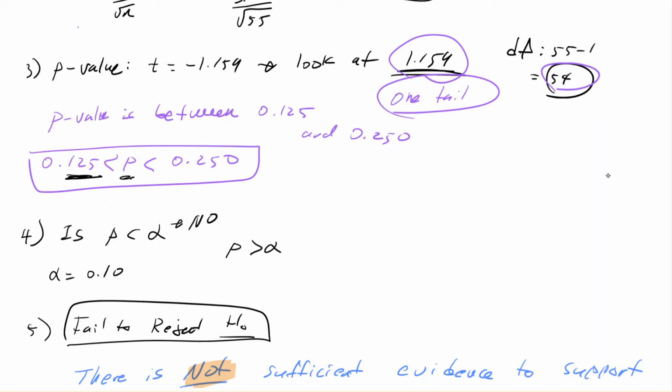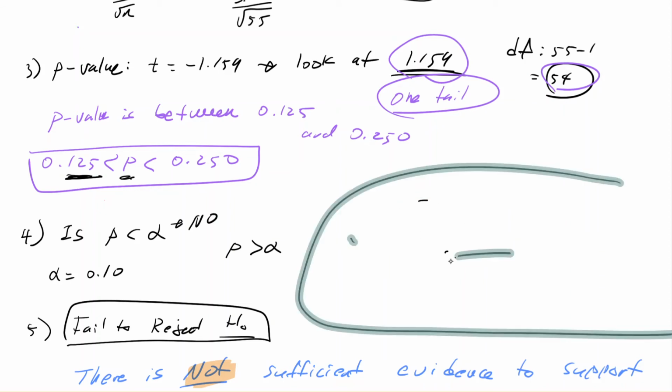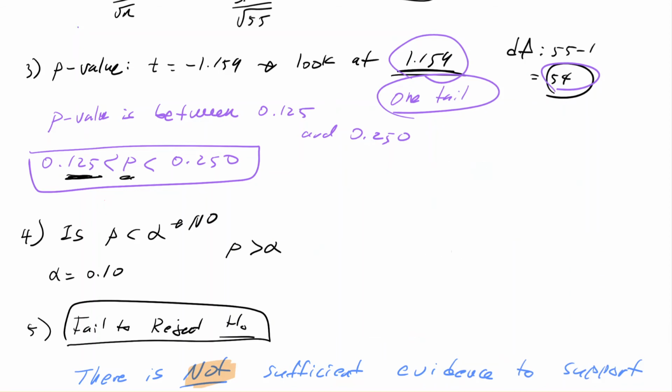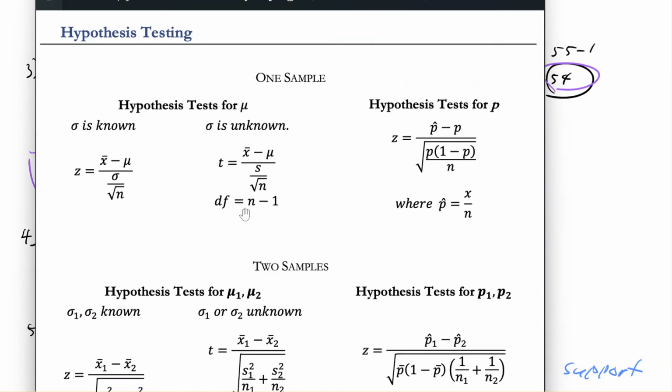So hypothetically, let's say alpha given in the problem was 0.125. Even then, our p is still greater than alpha, right? When we compare, is p less than alpha? Well, no, because our p is bigger than 0.125. So even if alpha was 0.125, we know that p is greater than it. So keep that in mind. For the t-test statistic, the p-value is in a range using the t-table. And let me go back to the formula sheet. What we looked at was this portion right here in this video.